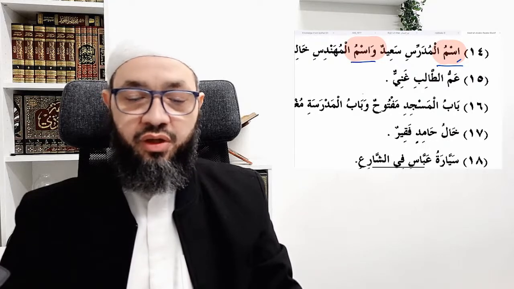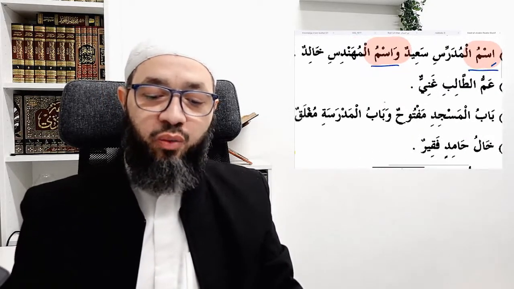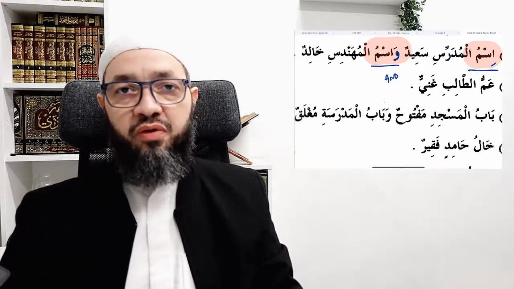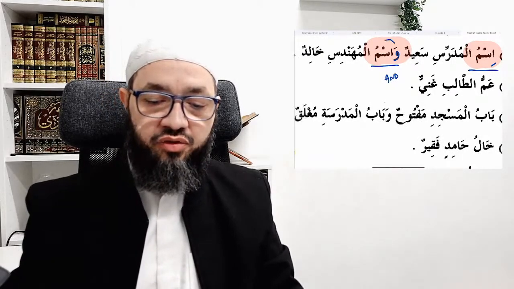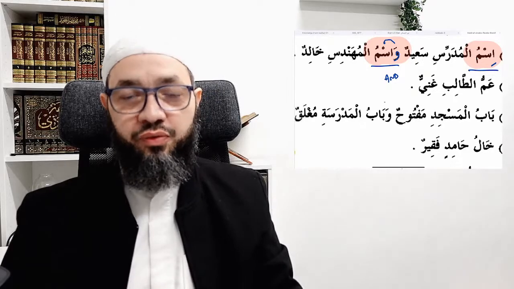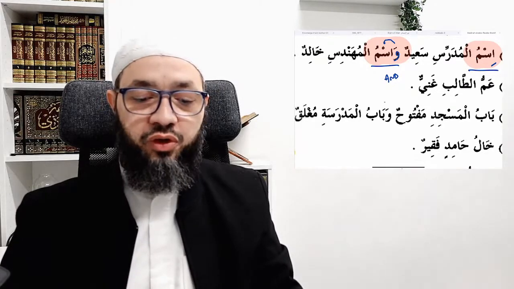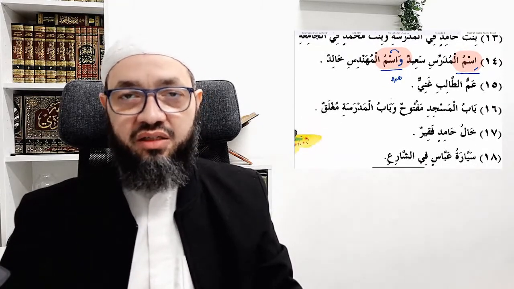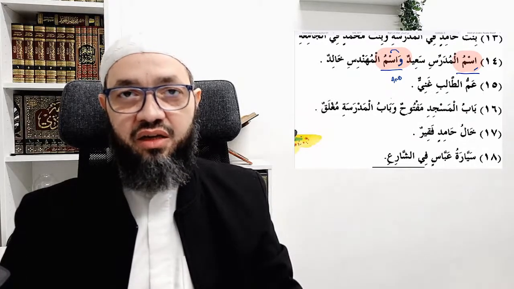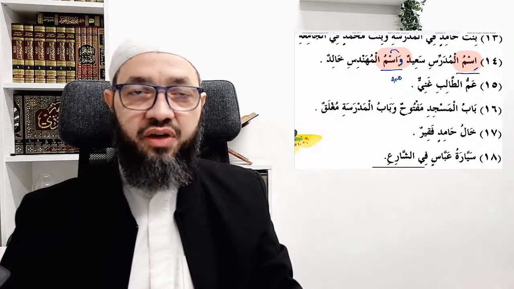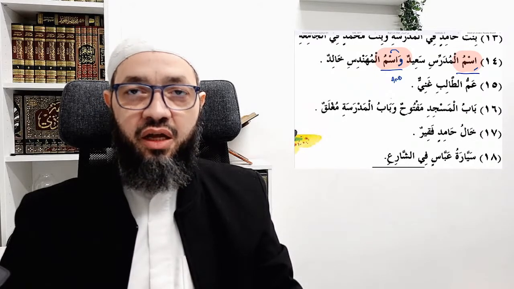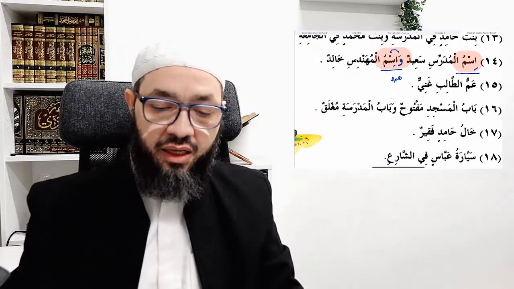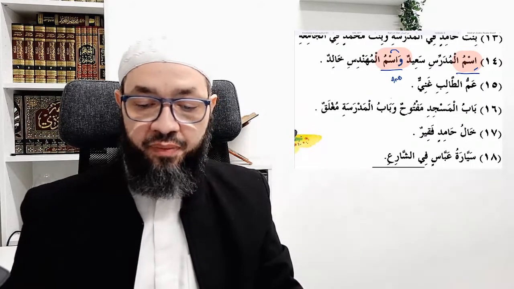You don't say usmu or asmu, you say ismu. But when it's got a letter before it, like wa here, which means and, you skip it and jump straight to the letter afterwards. Say wasmu. Don't say wa ismul muhandis. Ismul mudarrisi Sa'id, wasmul muhandisi Khalid. That's the correct way. It would be wrong to say wa ismul muhandisi Khalid, because I've added a Hamza to that word and there's no Hamza there. So you don't pronounce it.